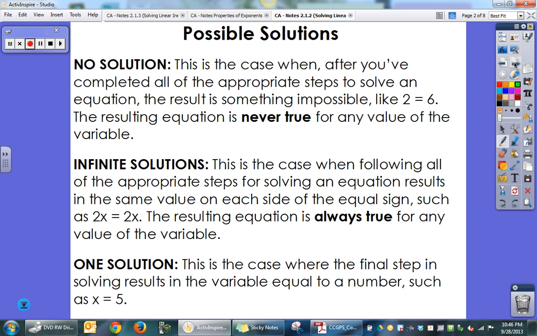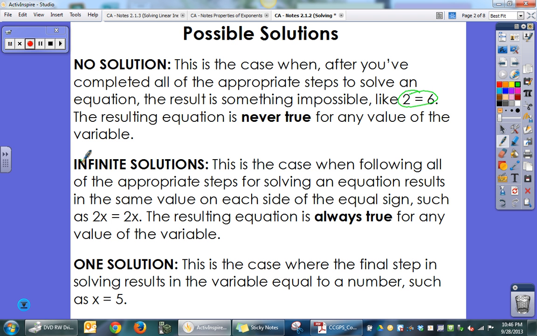When we solve equations, there are three possible solution types that we can end up with. First is that we end up with no solution. An example would be if I do all of the appropriate steps and I end up with something like 2 equals 6. Since that's not a true statement, I'm not going to have a value that I can plug in for x that would make my equation true. Thus, I have no solution to my equation.